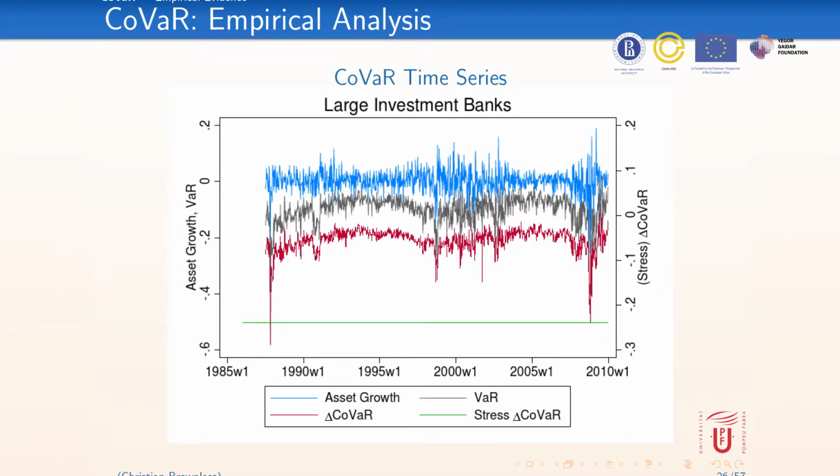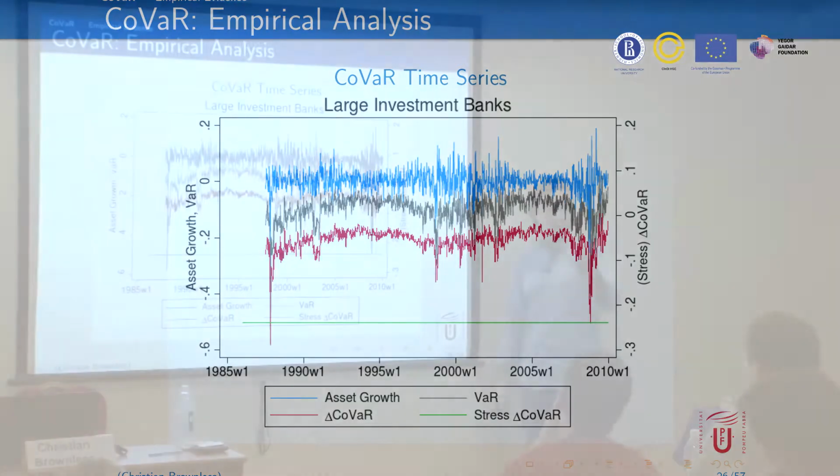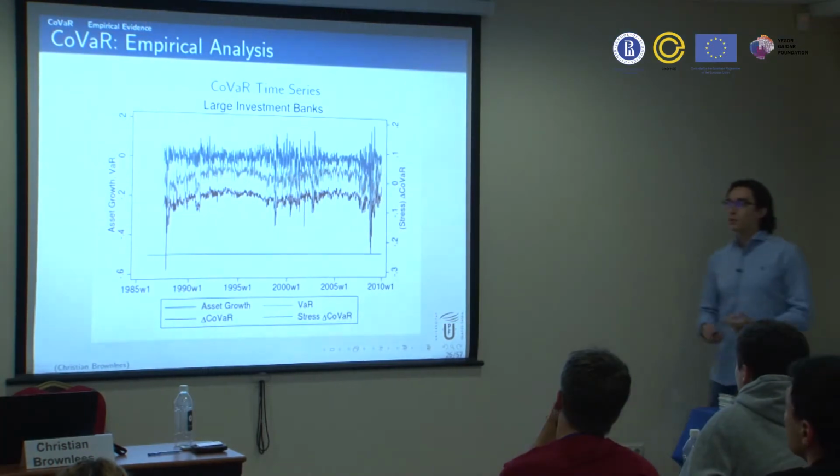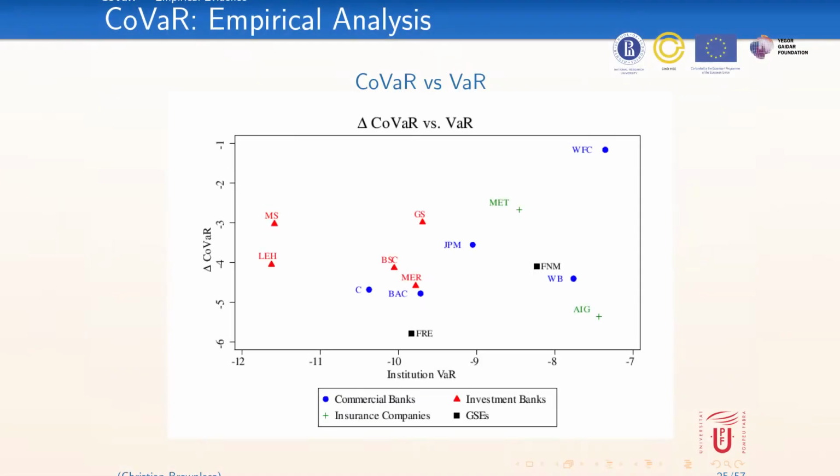So what you see here is the time series of CoVaR across time. As I said, what people want in this literature is an index of systemic riskiness of an individual institution and an aggregate systemic risk index for the entire system. So I've explained how to compute indices of systemic risk of individual institutions. We also want something for the entire system.